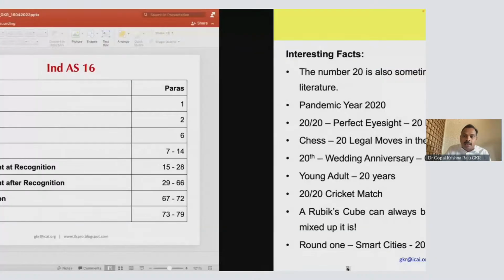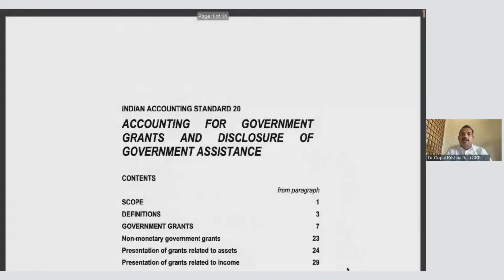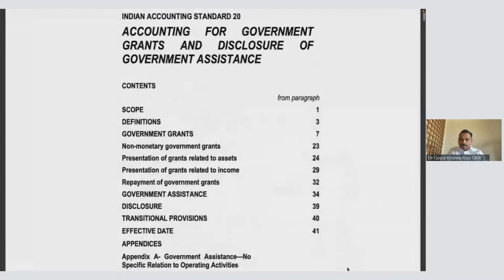Good. So let me now take you directly to the standard. This is your IndAS 20. It is a very simple standard, but there are certain uniqueness with respect to the standard compared to the other Indian accounting standards. It is very special. If you look at the name, they mention accounting for government grants.